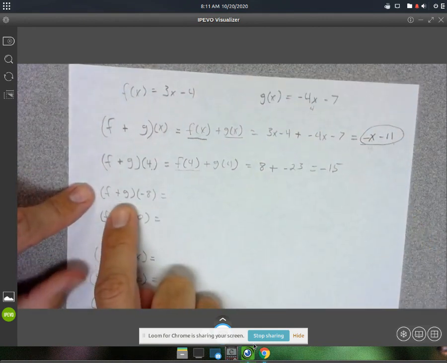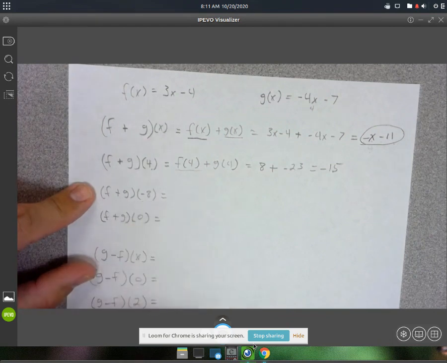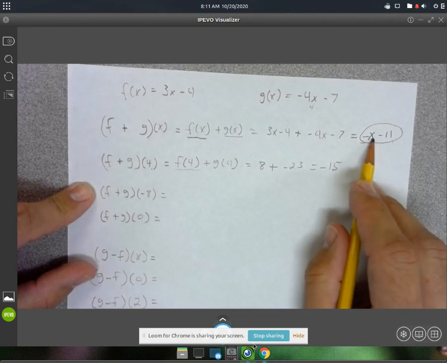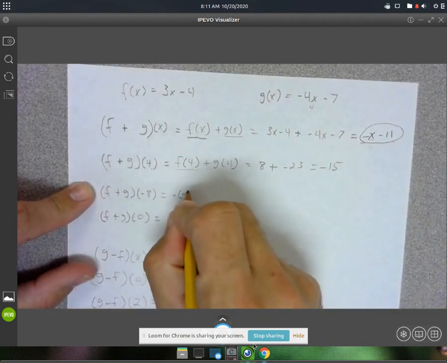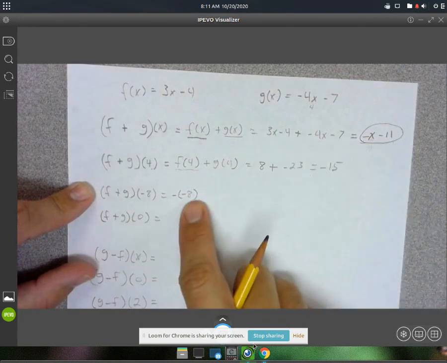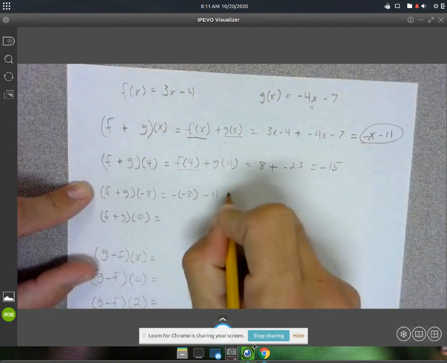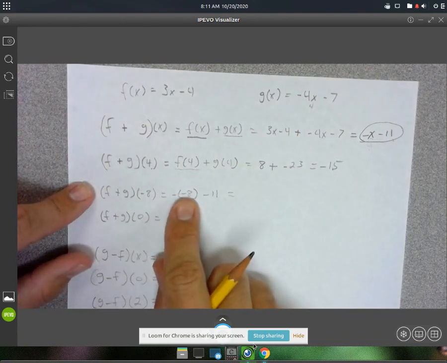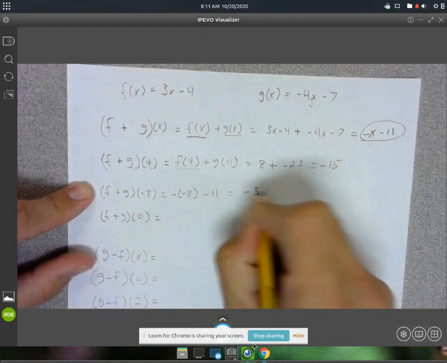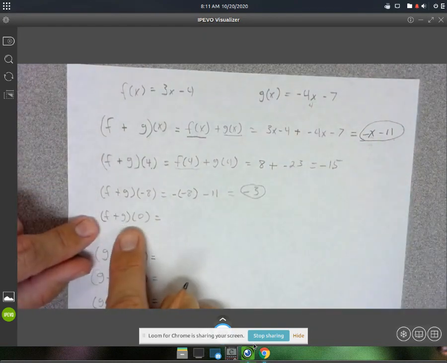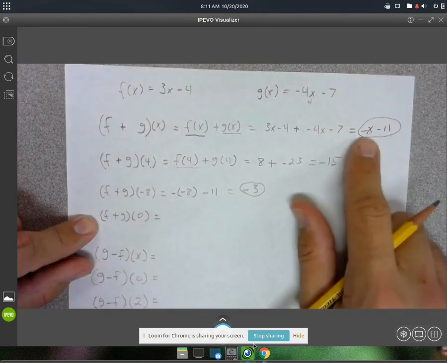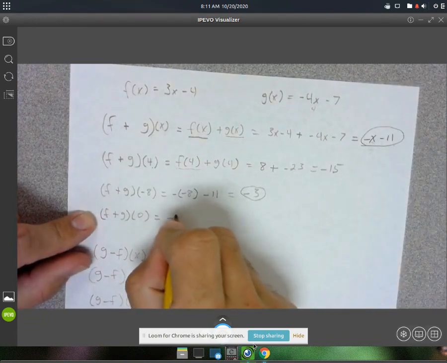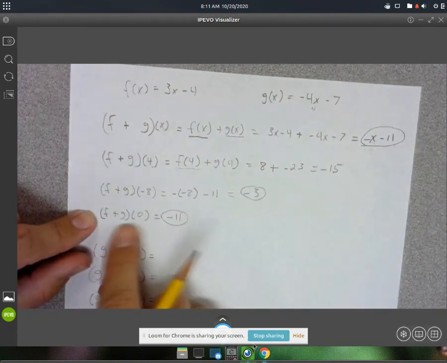All right, so f plus g of negative 8. I'm going to go up to my f plus g function and replace the x with a negative 8. So instead of an x, I've got negative 8 minus 11. Negative negative 8 is positive 8, and then positive 8 minus 11 is negative 3. For f plus g of 0, you would just be plugging in 0 for x. So that'd be 0 minus 11, so negative 11.